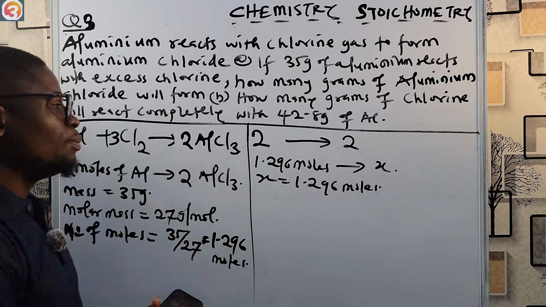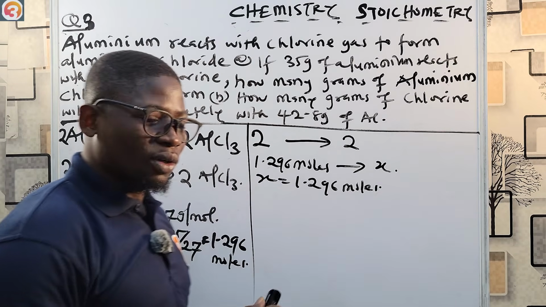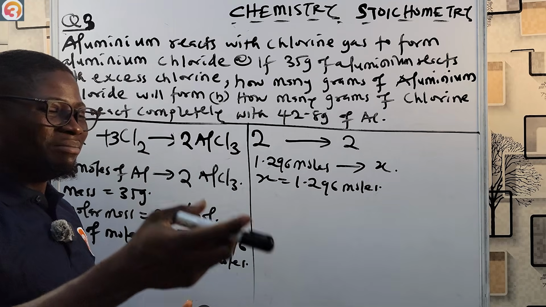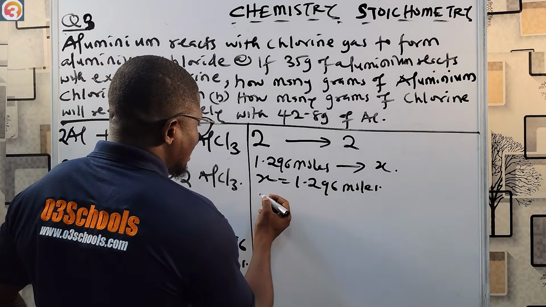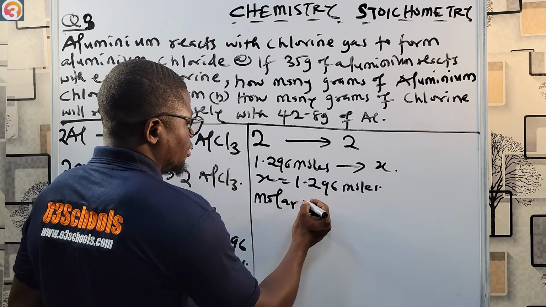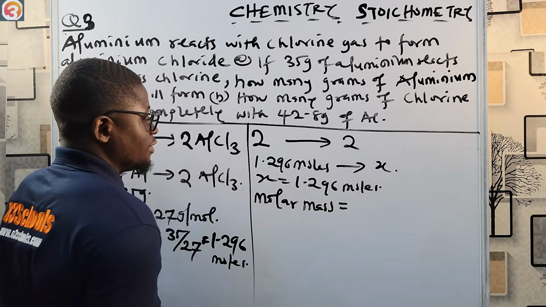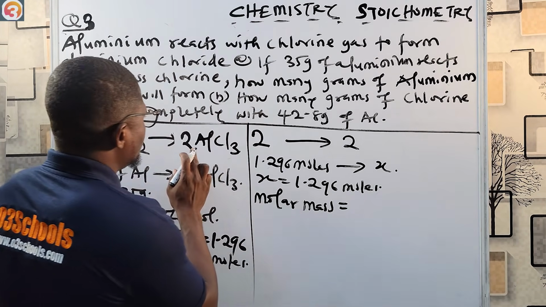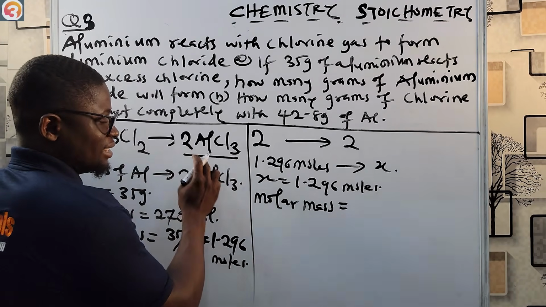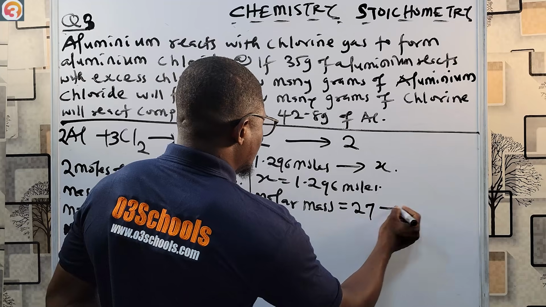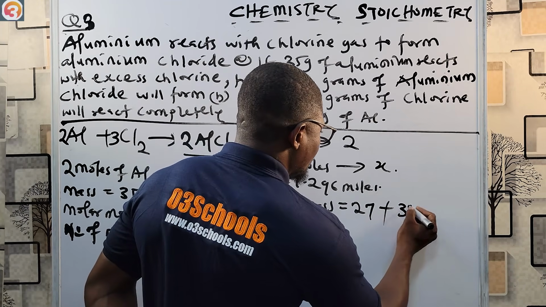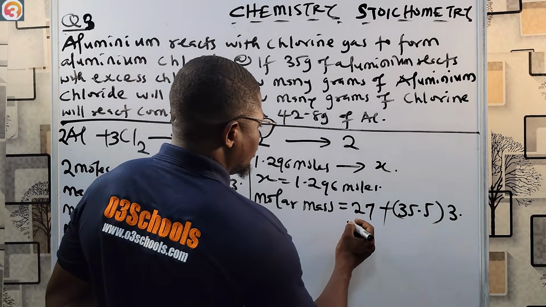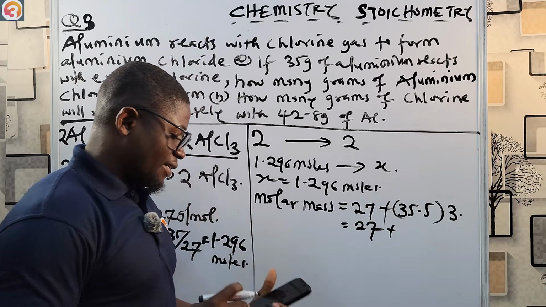But we are not concerned about the number of moles of aluminium chloride. Rather, we are concerned about the mass of aluminium chloride. Since you know the number of moles, you look for the molar mass of aluminium chloride. What is the molar mass of aluminium chloride? Aluminium itself is 27. We need to look for the molar mass of this. That is 27 plus 35.5 times 3. All right? We get it. So now molar mass is 27 plus 35.5 times 3. So we do that.